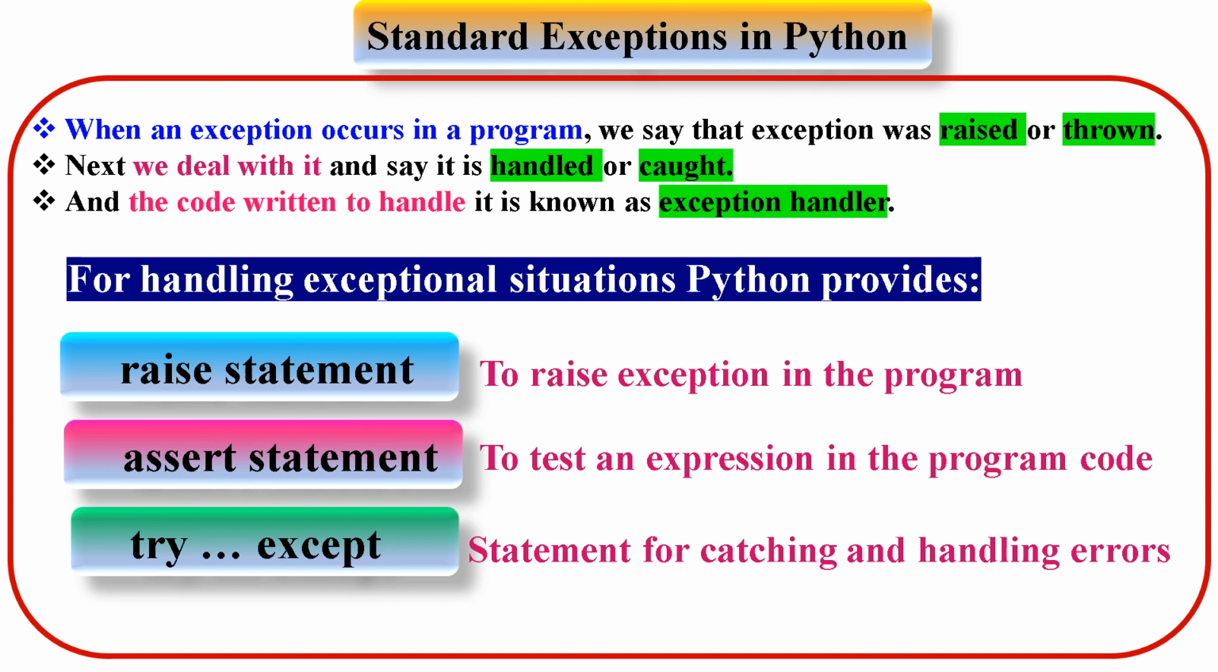For handling exceptional situations, Python provides the raise statement to raise an exception in the program. The assert statement. An assert statement in Python is used to test an expression in the program code. And the try except statement for catching and handling errors. The try except statement will be covered in the next video, Exception Handling Part 3. So now, let's learn about the raise statement.